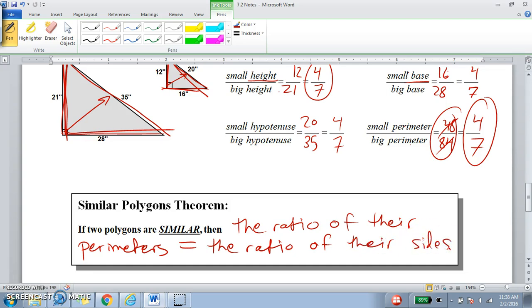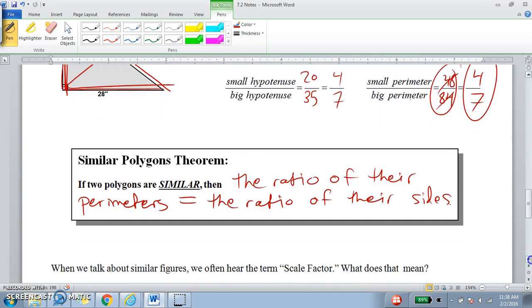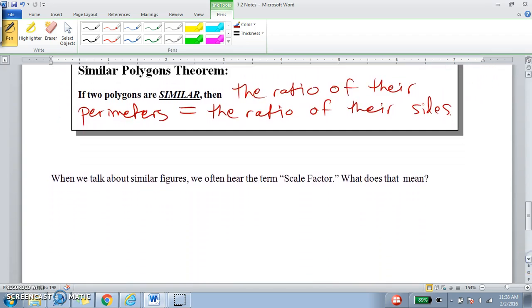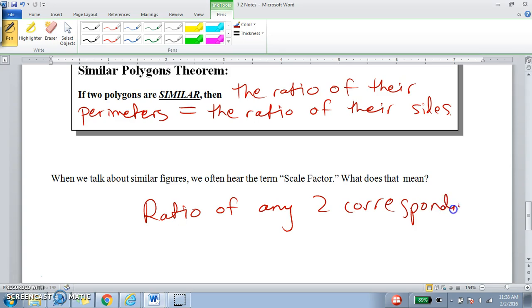So if you want to know the ratio of the perimeters of two similar shapes, you don't have to actually add up all the sides. You can just find the ratio of any two of the corresponding sides. And finally, scale factor, like I said. Scale factor for any shape is really just a fancy word for the ratio of any two corresponding sides. So in the example we did above, the scale factor of that small triangle to the big triangle would be 4 to 7.